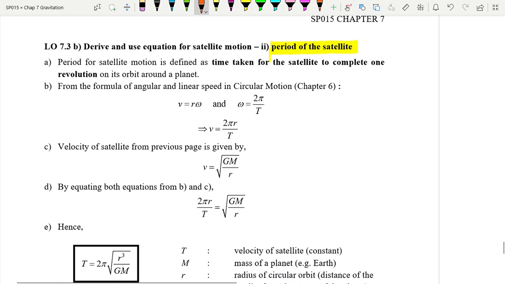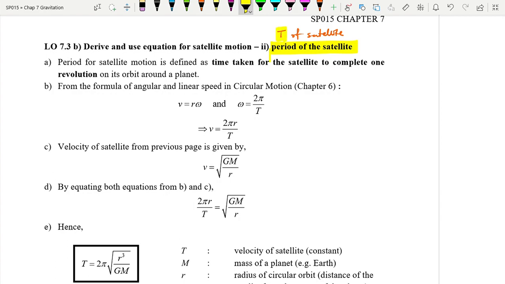Okay. Next, we want to derive the formula for the period of the satellite. Just now we derived the formula for velocity, now we want to derive the formula for period. Period is the time of the satellite. So it is not simply any time, but the time to complete one revolution. That's why we label it as capital T.